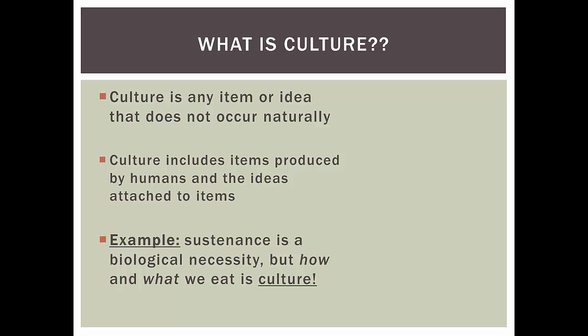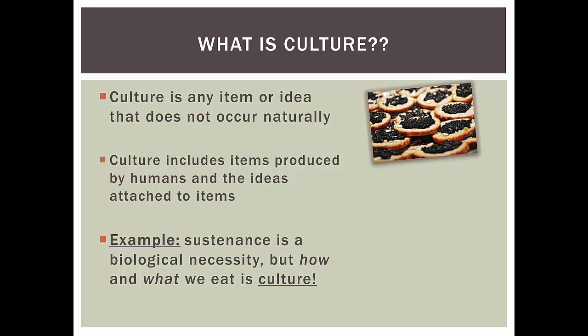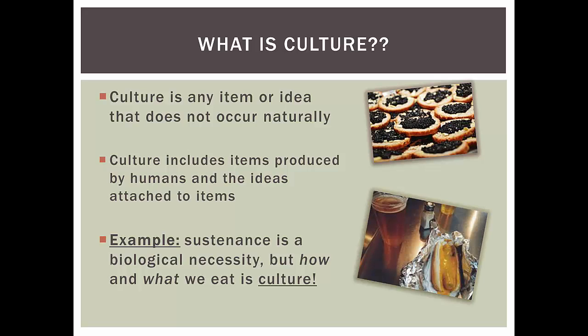Sustenance is a biological necessity, but the how and what we eat is culture. People, as a group, decide how and what to eat. And that's why we have a variety of different cultures with different types of foods that are associated with them. So, for example, if you're used to eating caviar, you're probably part of a wealthy upper class group. But if you prefer hot dogs and beer, then you're probably part of the middle class or working class who enjoys a beer and a hot dog at a baseball game.